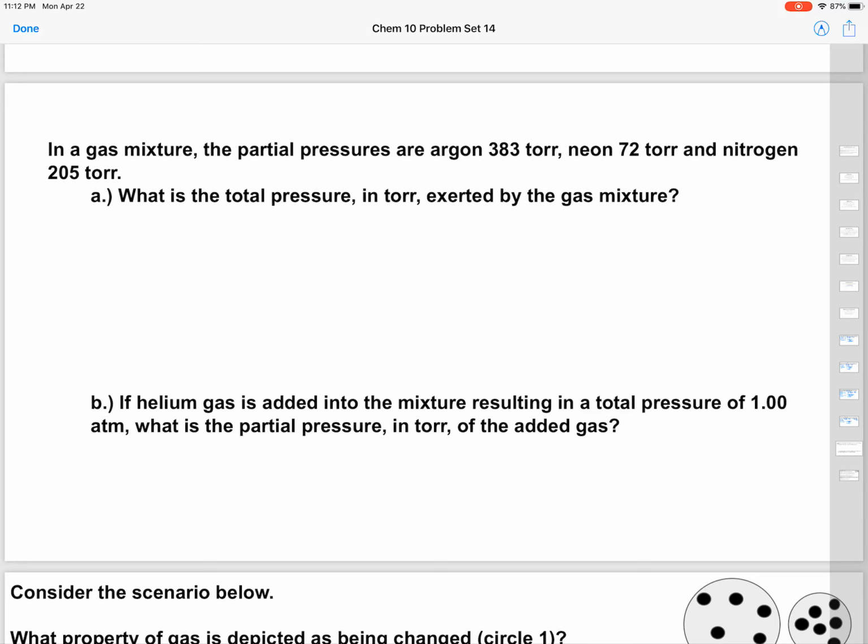So we can go in here and write down what we have. We've got argon, which is 383 torr. And then we've got neon, which is 72 torr. And nitrogen, which is 205 torr. And basically you're going to add all those up, and what you should get is 660 torr. And you're good to go.